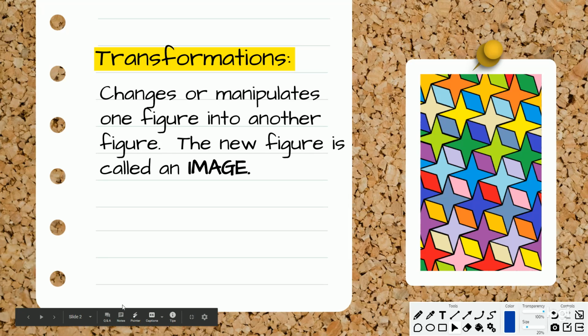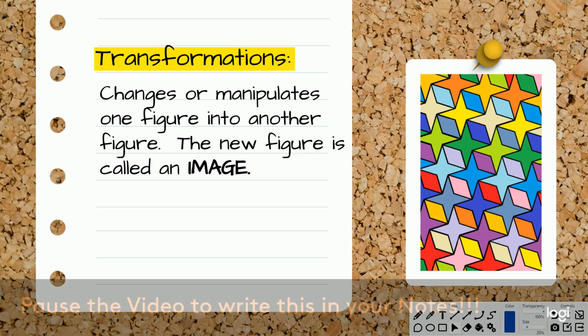Transformations change or manipulate one figure into another figure, and that new figure or the new shape that we create is called the image. We will usually show that image or write the coordinates for that image using prime letters, which we'll go into later in this lesson. But we just need to know that any transformation is when we change or manipulate one figure into another. So please pause the video here and write this in your notes.